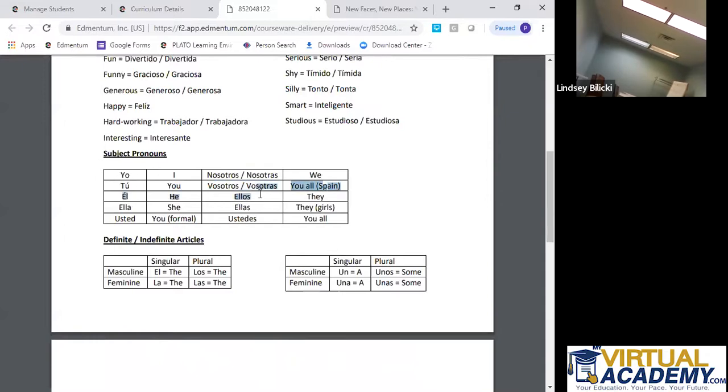Ellos. This is very important. Ellos, for they, can be just boys because it's masculine, or it can be boys and girls mixed together. So you have to see which names are in it to understand. But ellas, the AS, is they, but only girls. So they over there. Ellas son felices. They're happy.